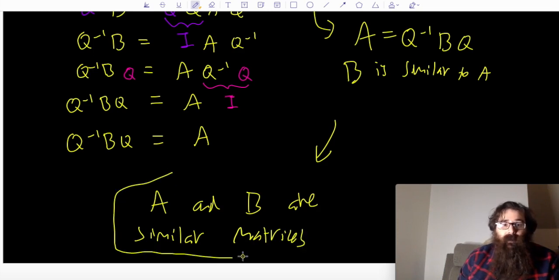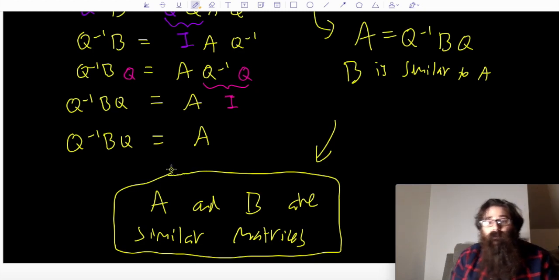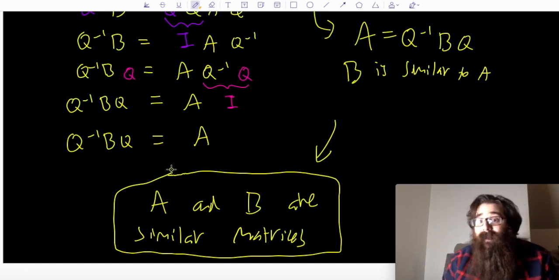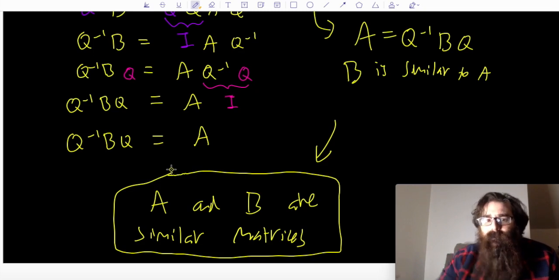Why do we care? We care because they have the same characteristic polynomial, they have the same eigenvalues, including the multiplicities. And hey, that's a pretty big deal.